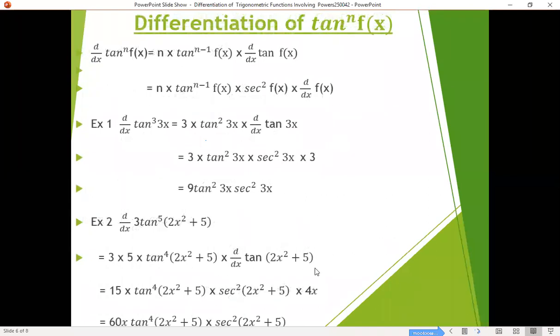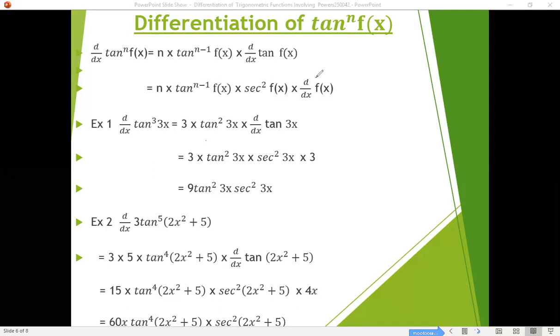We now proceed with differentiation of tan functions with powers. So differentiation of tan to the power of n of f(x), same rule: bring the power down, subtract 1 from the power, multiply by the differentiation of the tan function, which is sec squared f(x), multiplied by the differentiation of f(x). So our answer would be n multiplied by tan to the power of n minus 1 f(x), sec squared f(x), multiplied by the derivative of f(x).